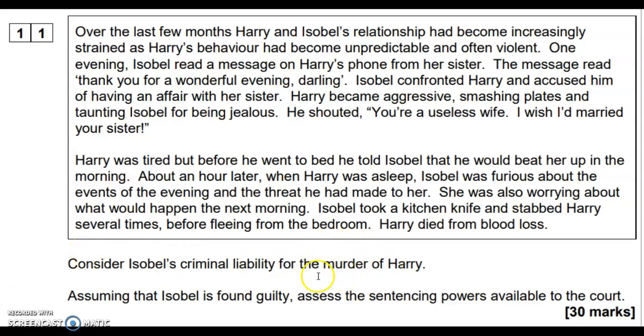So that's quite nice because it tells you what offence to discuss, i.e. murder here. And then assuming she's found guilty, assess the sentencing powers available to the court.